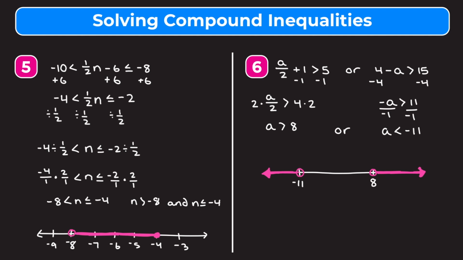So hopefully that helped you guys learn how to solve compound inequalities. You just have to remember to basically solve them the same way you solve normal inequalities, but when you have a three-part one like number 5, you just have to remember that anything you do to one part of the inequality, you have to do to the other two.